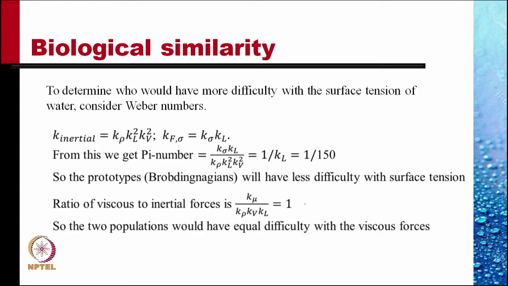Similarly, the ratio of the viscous to inertial forces is like 1 over Reynolds number. And so K mu divided by K rho, K V, K L should be 1. So the two populations would have equal difficulty with the viscous forces.